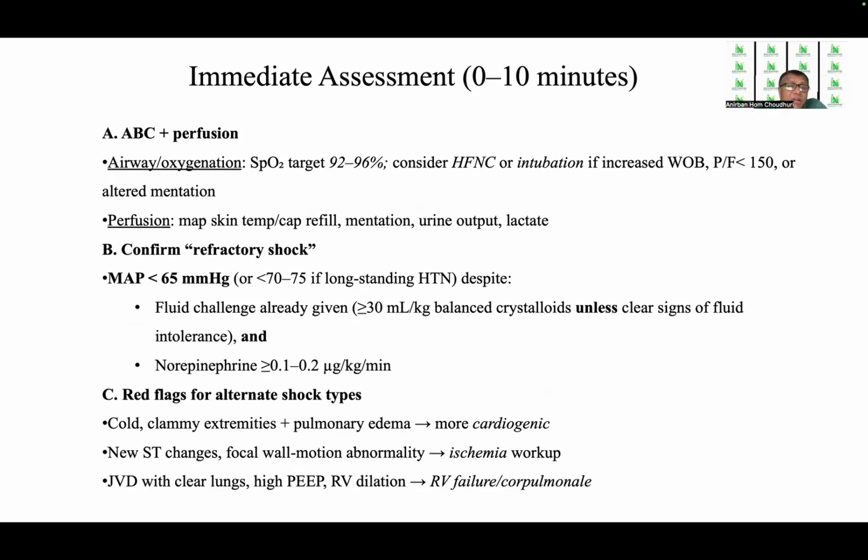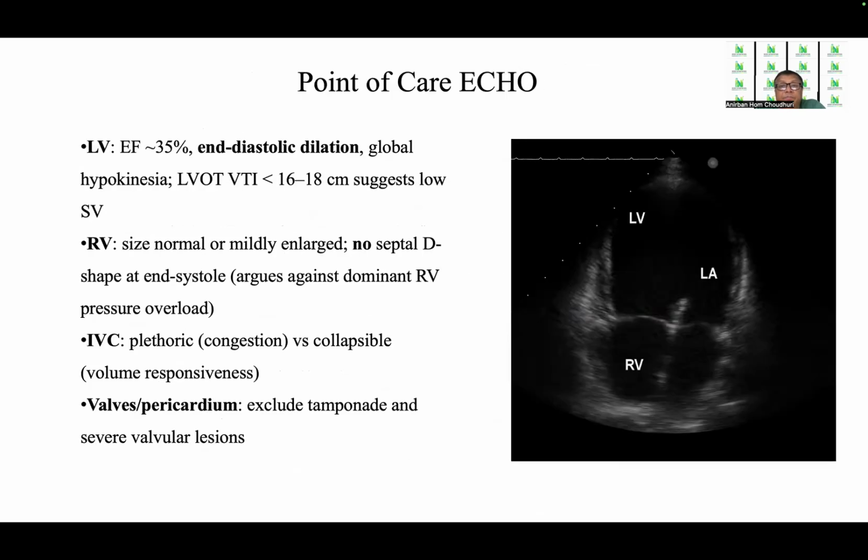And if we confirm refractory shock, there are certain red flags. These red flags are for alternatives other than refractory shock, which is if the patient is having cold clammy extremities with pulmonary edema, it is more of a cardiogenic component. New ST changes with focal wall motion abnormality on ultrasound, we need an ischemic workup. Jugular venous distension with clear lungs, with high PEEP, RV dilatation, suggests RV failure or cor pulmonale.